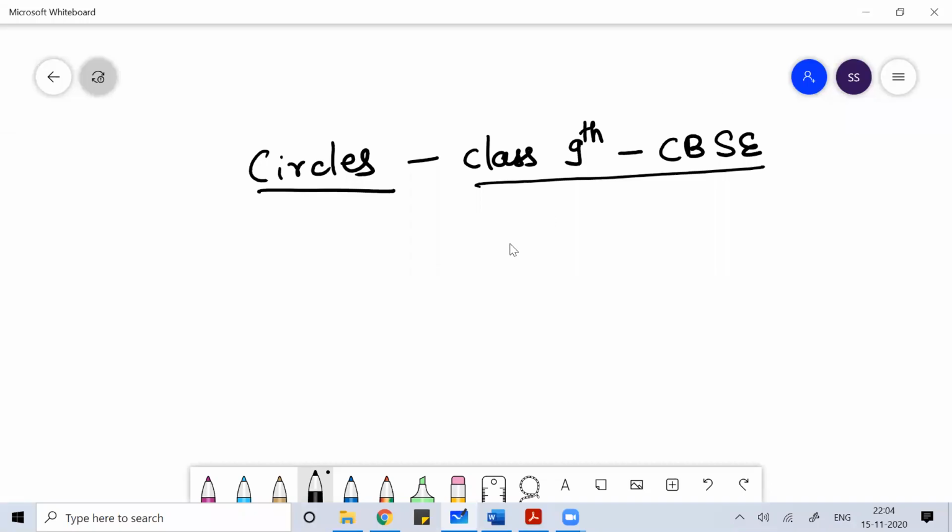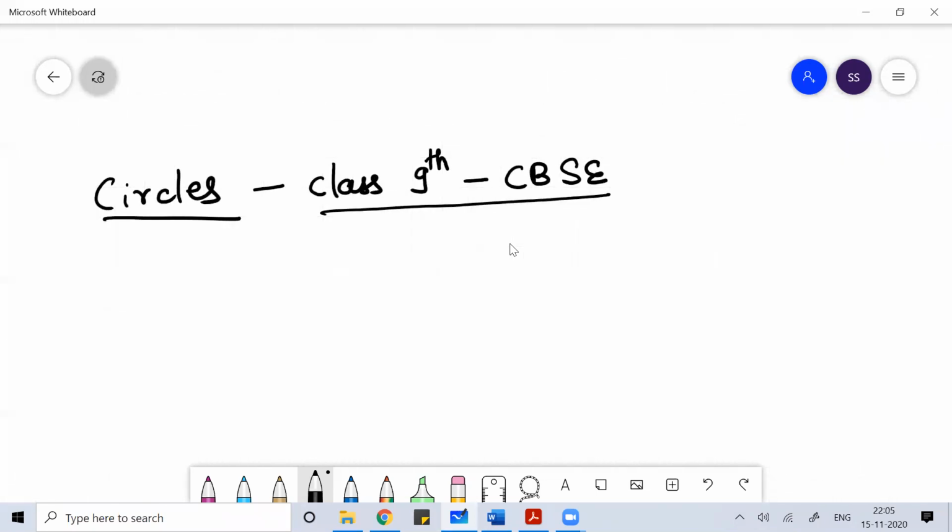This is Amit Kumar Singh and welcome to my class on circles. Here I'll discuss the basic concepts of circles, which is important for you to understand as per class 9th CBSE. While for ICSE students, they can refer to the same content when they're studying class 10th.